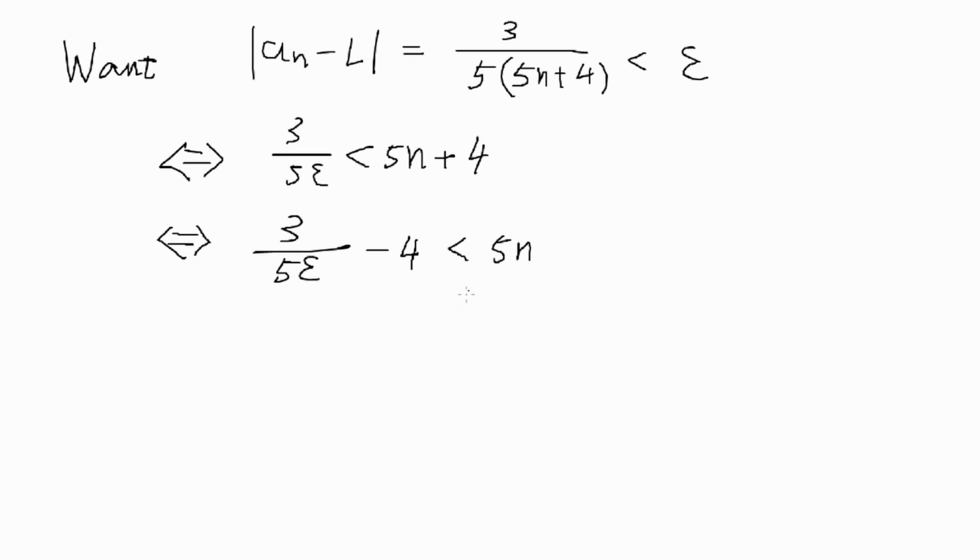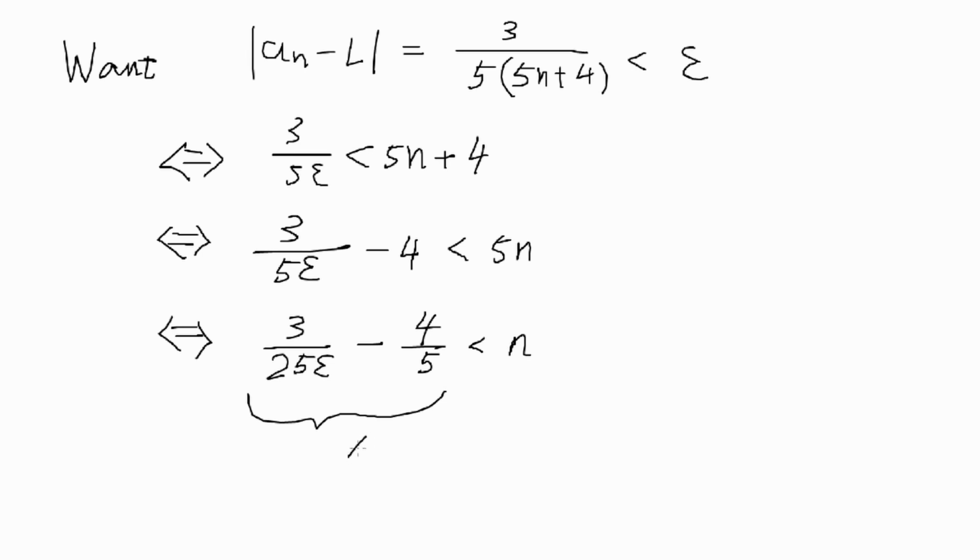And then divide by 5 on both sides. And this is our condition on n. And since the result of every transformation we just performed is equivalent to the original inequality, we have the criteria for n. And we're just going to call this big N. And there's a little technicality. The left-hand side might not be an integer. So we just pick n to be an integer greater than the left-hand side. And we're good to go.